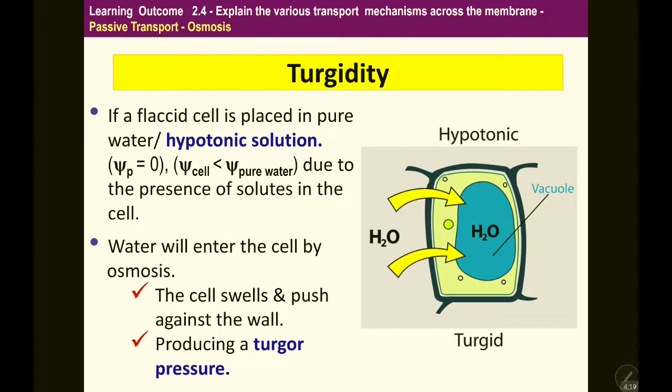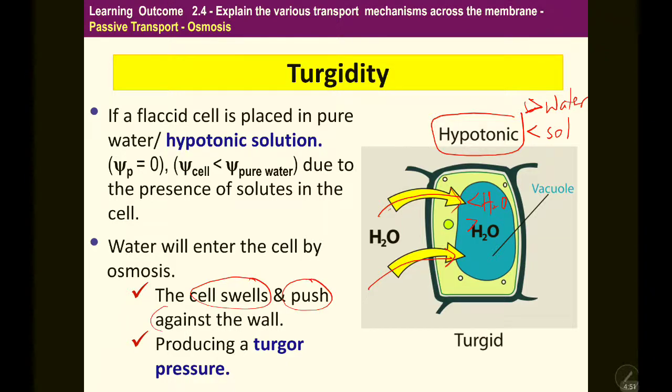Okay, turgid. Turgid is when the cell is in hypotonic solution. Hypotonic solution means that outside we have more water molecules and less solute. Inside we have less water and more solute. So therefore water will enter the cell. So when water enters the cell, it will start to swell and push against the cell wall, producing a turgor pressure.